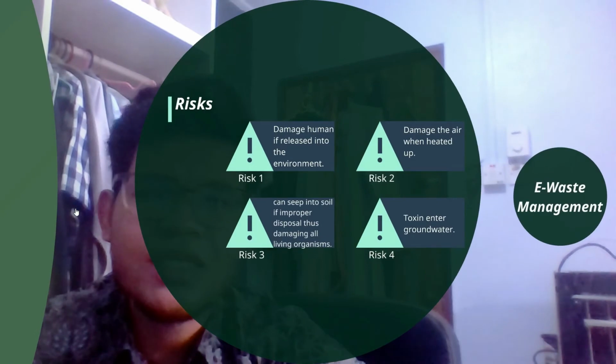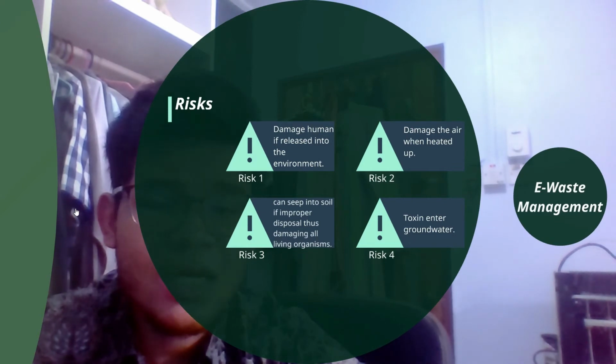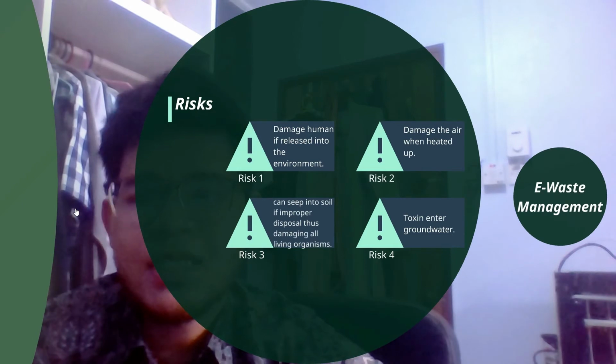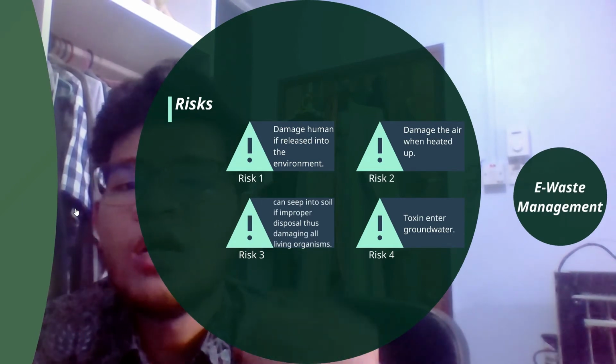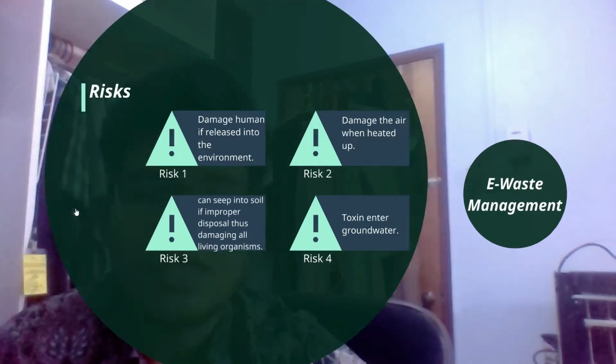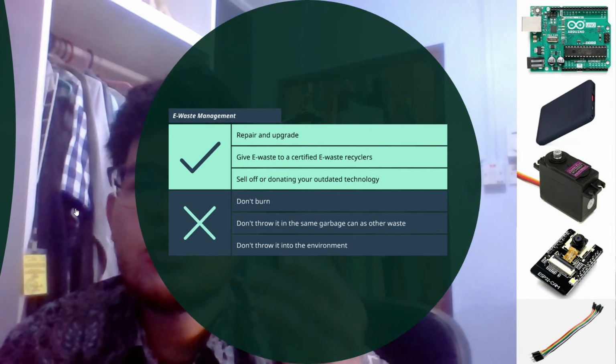When we're talking about e-waste, there are a few things involved. First, it can harm humans if released into the environment, as almost all the electrical components are carcinogenic. Secondly, it can damage the air when heated up. Third, it can seep into the soil if improperly disposed of, thus damaging all living organisms. Fourth, the toxins can enter the groundwater. But we can also manage it. So let's talk about e-waste management.